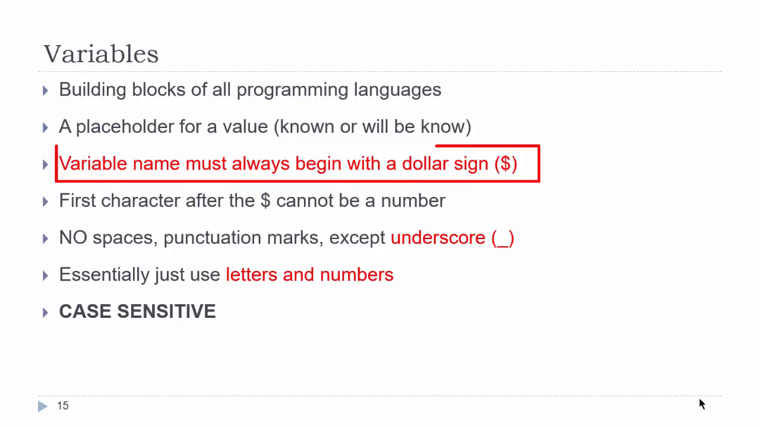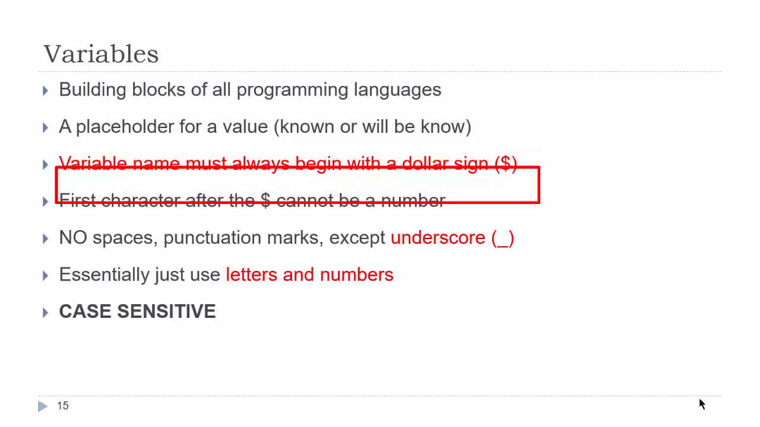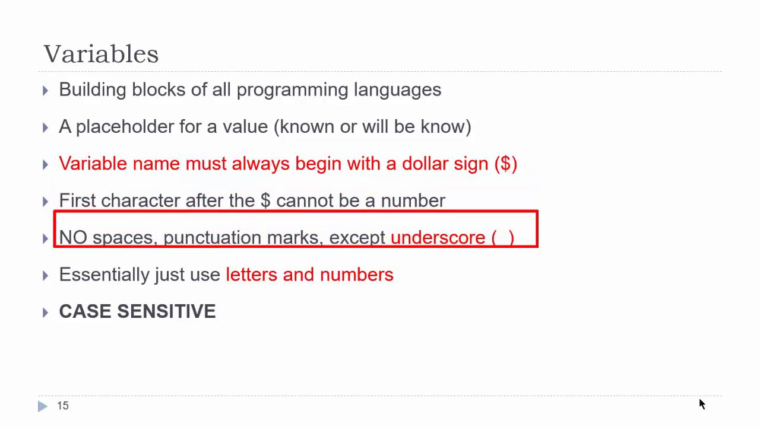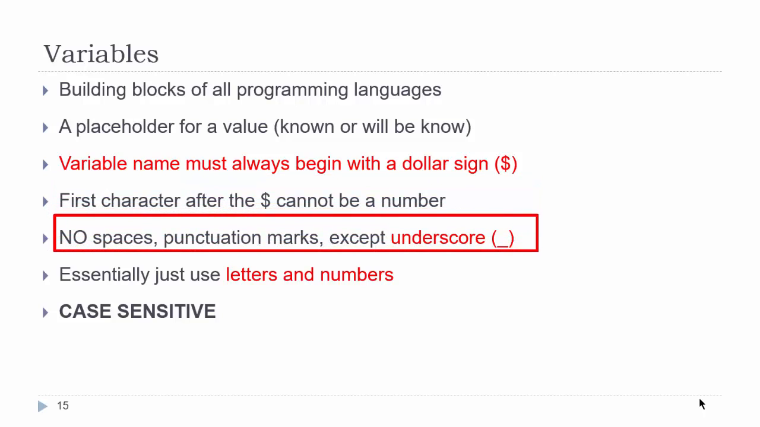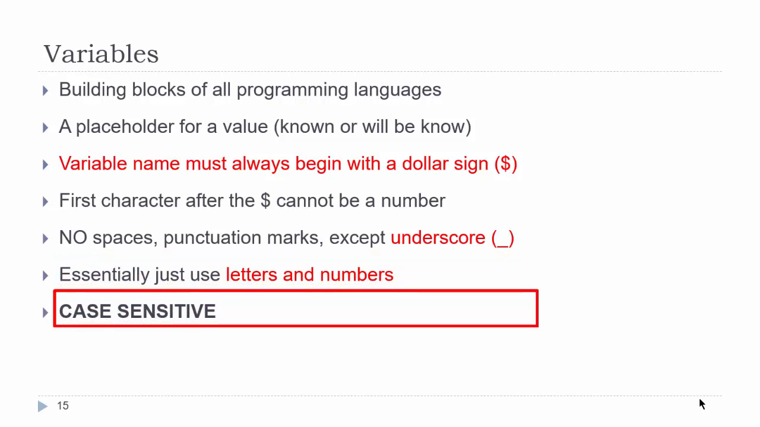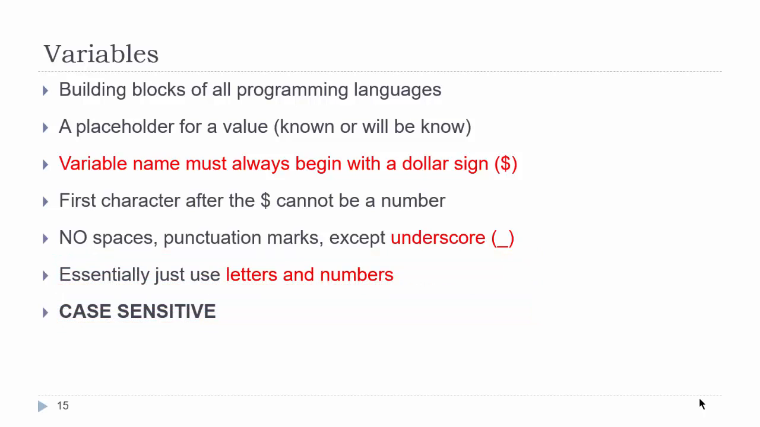They serve as a placeholder for a value that we know or will know at some point in the future. In the PHP language, variables must always begin with a dollar sign, and the first character after the dollar sign cannot be a number. No spaces or punctuation marks except the underscore are allowed. So essentially, you're looking at letters and numbers. Here again, variables are case sensitive.